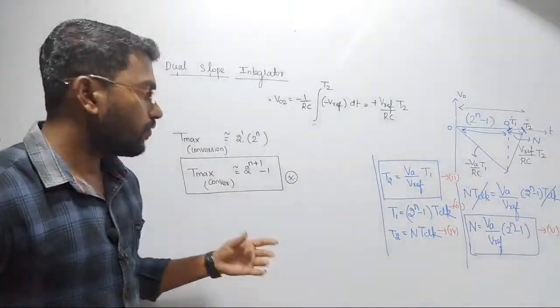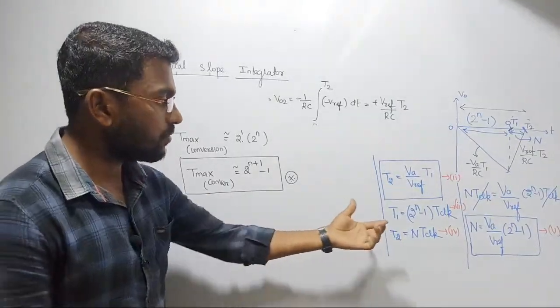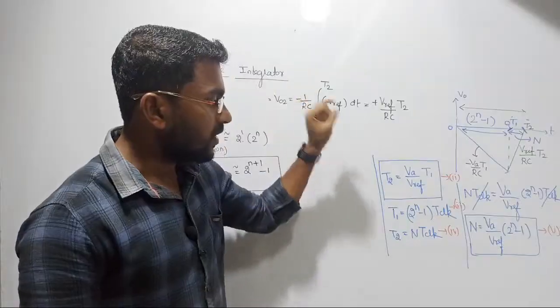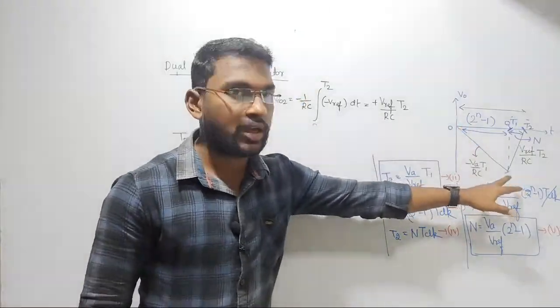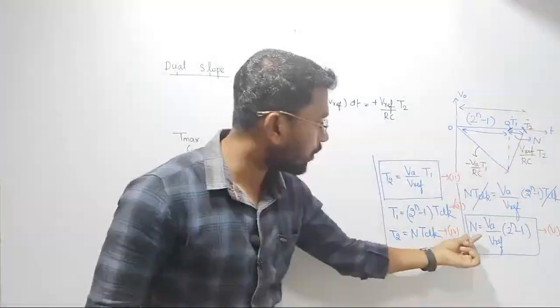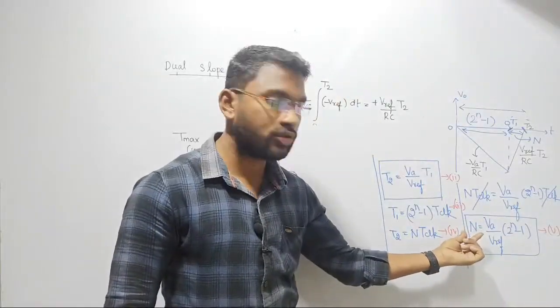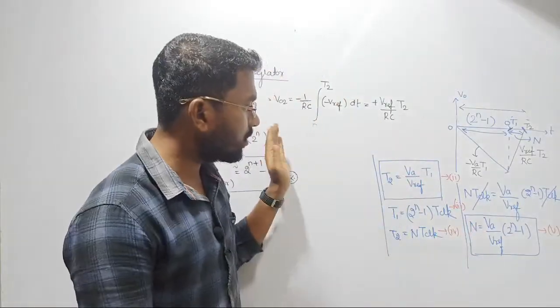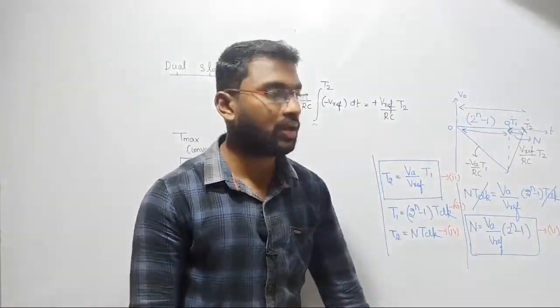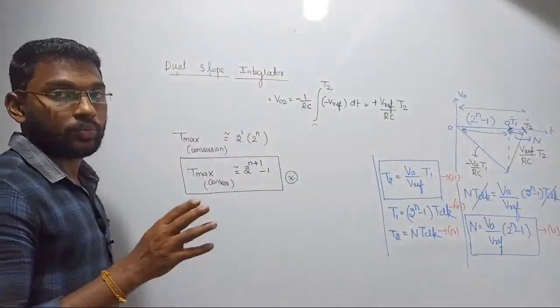Finally, what we learn? We learn the maximum conversion time. At the same time, we learn the basics, right? See, counting time of the converter is very important, and then number of cycle, right? So how we are finding this number of cycle, that is also very important, right? Because you will be tested in your examination with this data only. Clear? So this is all about dual slope integrator, right?